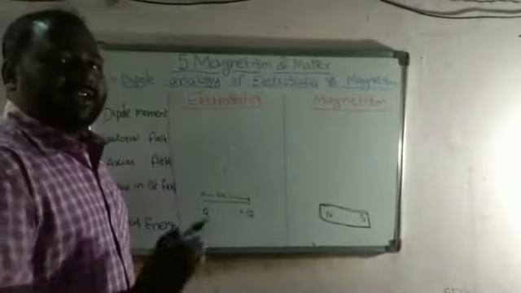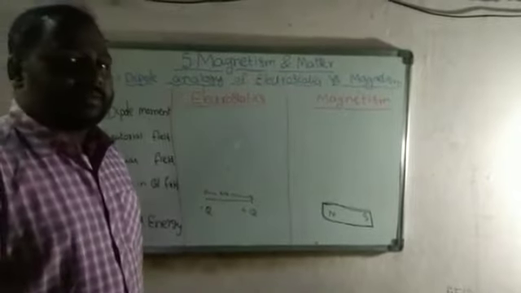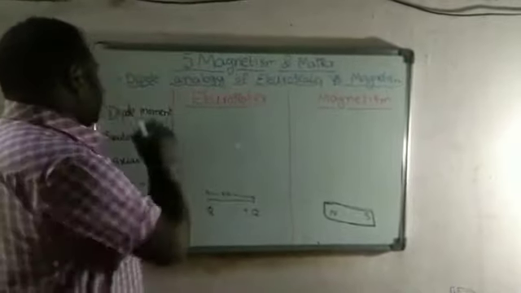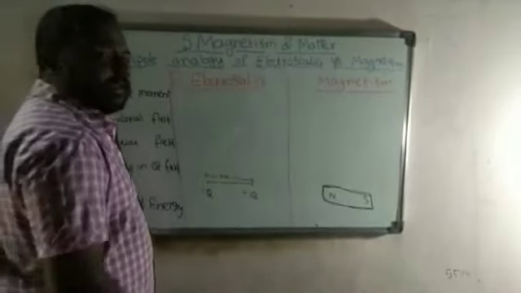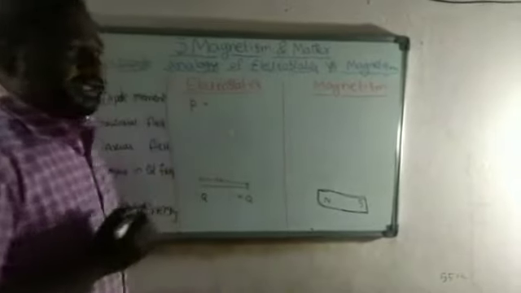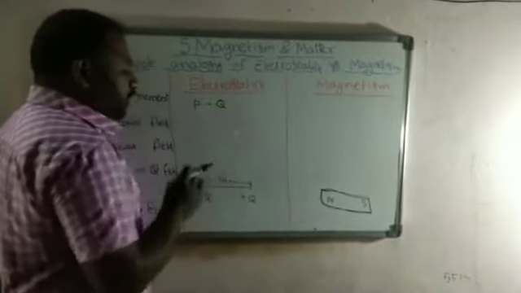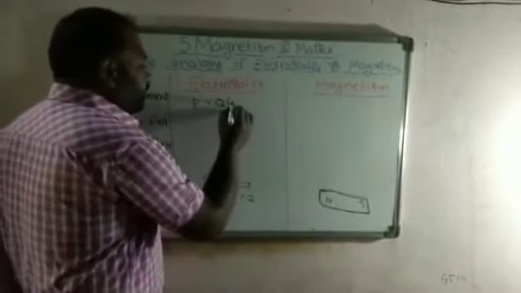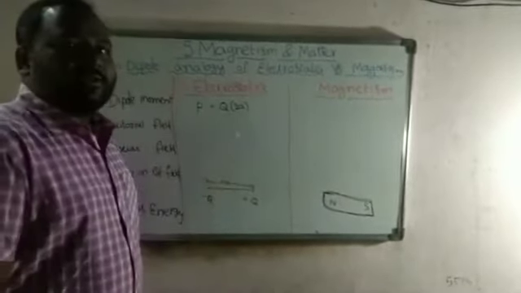Now we are going to see the analogy, meaning how the formulas can be written for electric and magnetic dipoles. For the electric dipole, the first quantity is the dipole moment. What is the dipole moment? It is represented with P. Dipole moment is the product of either charge and the distance between the two charges.